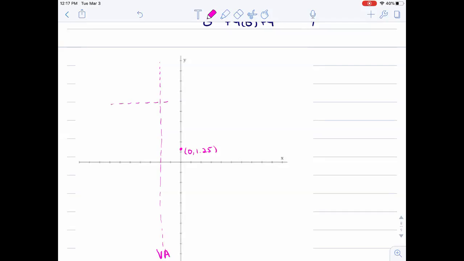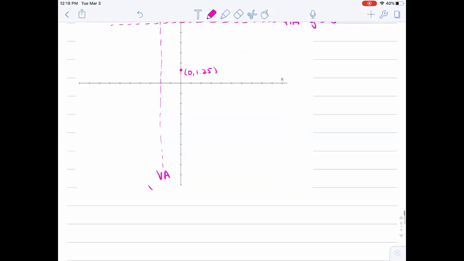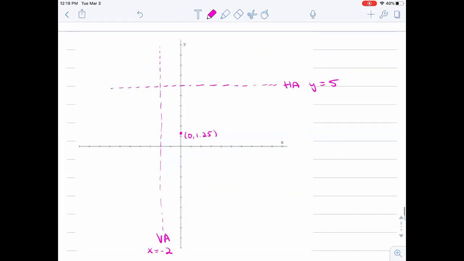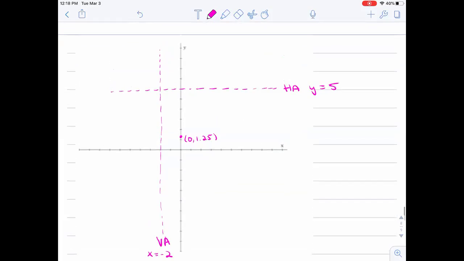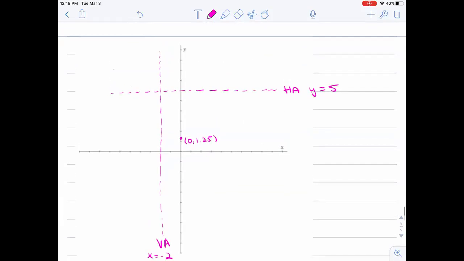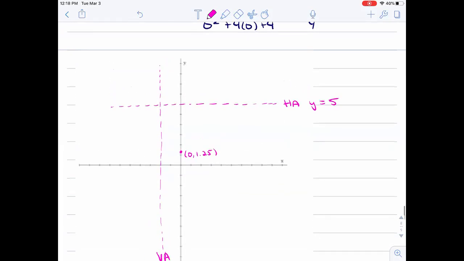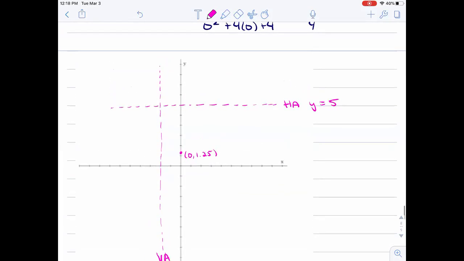Hopefully this is it. 1, 2, 3, 4, 5. Okay. Horizontal asymptote at y equals 5. Vertical asymptote at x equals -2. Okay. Let's see here. No x-intercepts. We know the behavior at the vertical asymptote.